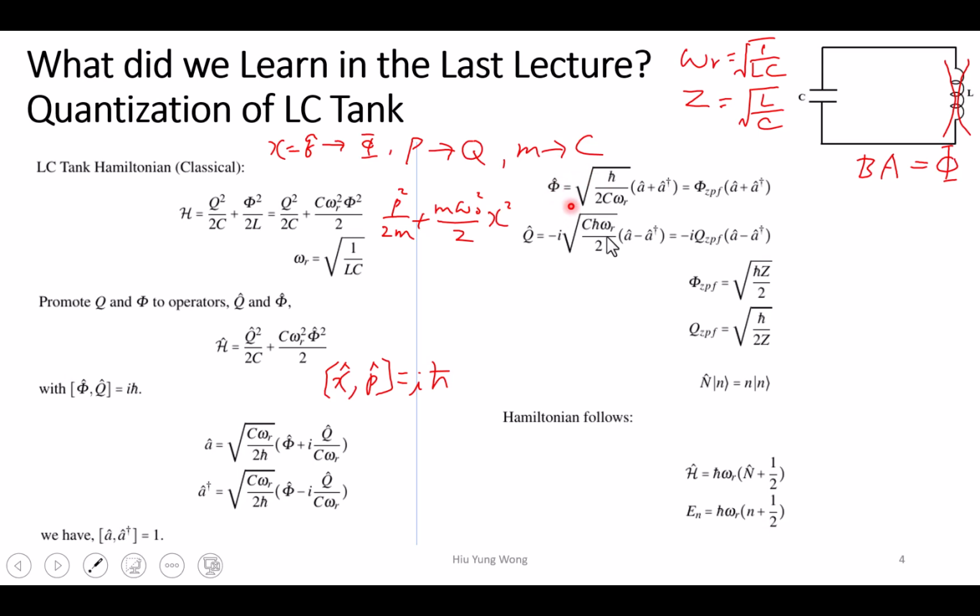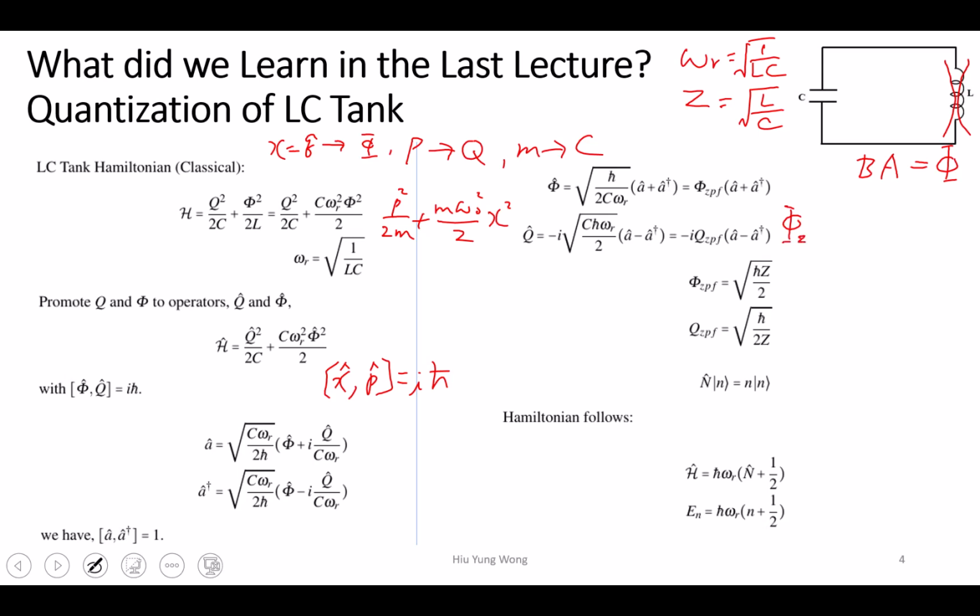Similarly, I can rewrite the flux phi, the generalized coordinate, and the charge Q, the generalized momentum, as linear combinations of A and A dagger. Particularly, I can group a factor called phi ZPF, the zero-point fluctuation. If you try to measure the uncertainty of the location, which is the flux, or the momentum, which is Q, you will get something related to this. Last time I did not prove this, but it is not difficult, so I will quickly show you how to do it.